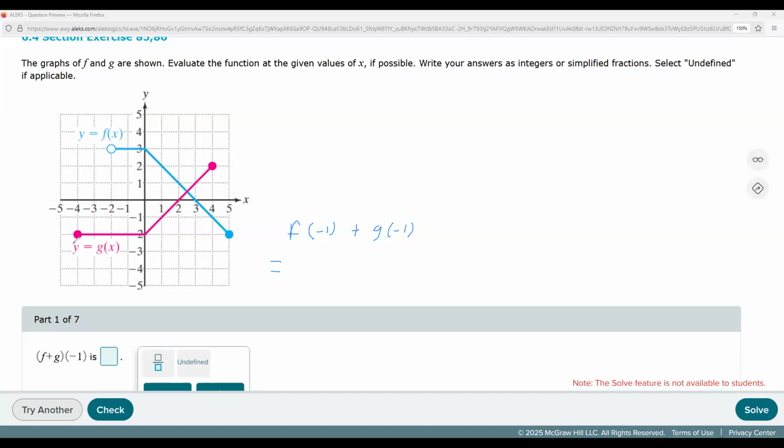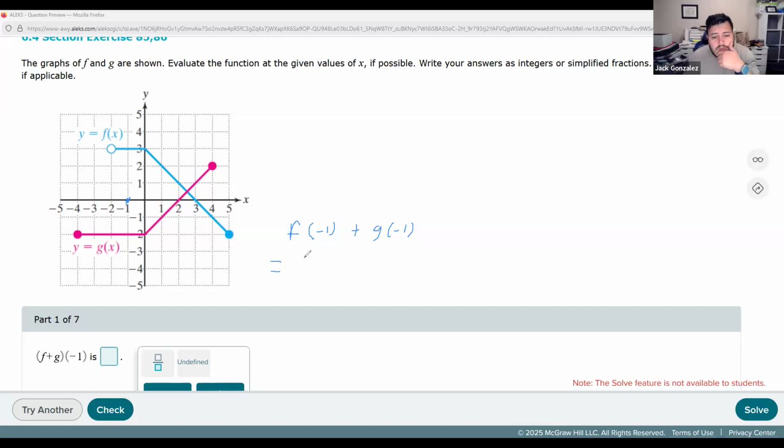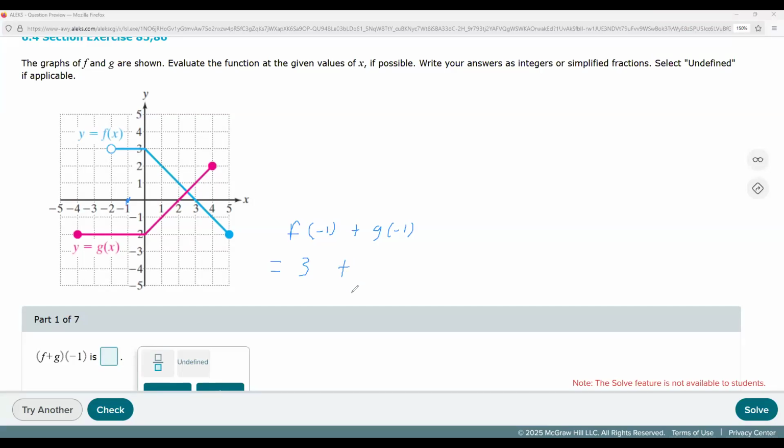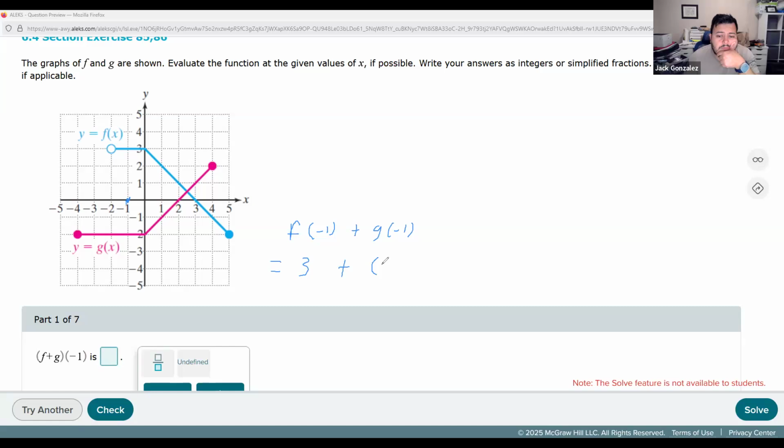If -1 equals y, then... Would it be 3? Yes, it'll be 3. Now, what is g at -1? You need -2. Yeah, -2. So what is 3 plus the -2?